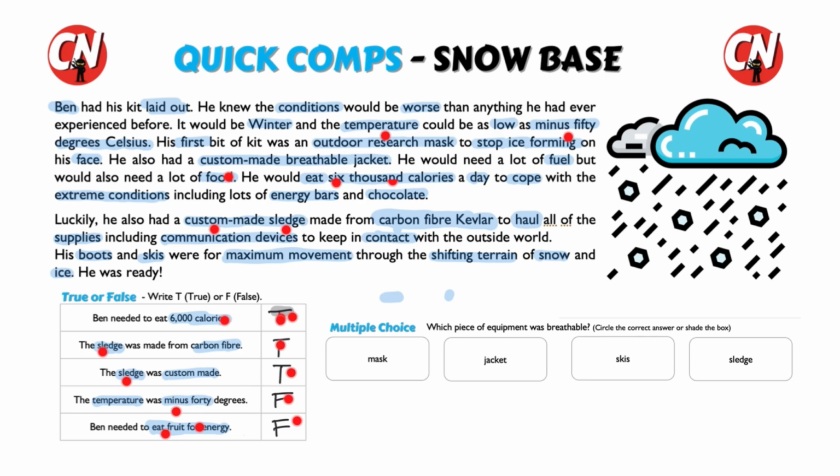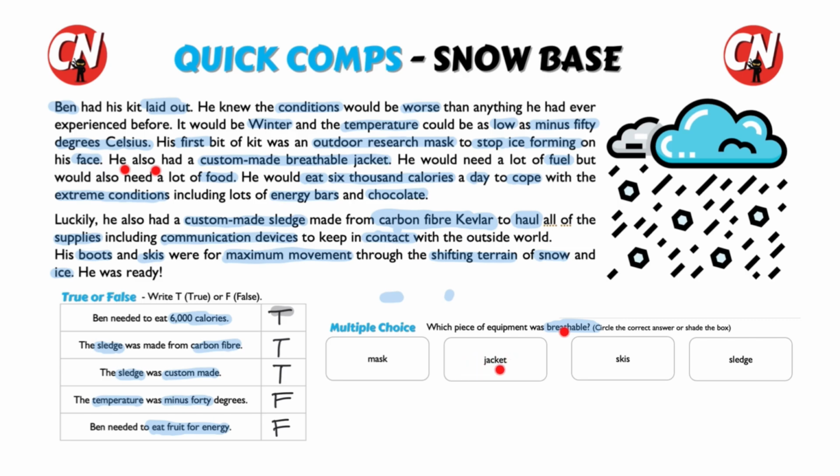All right. So let's have a look at the multiple choice. Which piece of equipment was breathable? Key bit of information, the word breathable, the adjective that's describing it, telling us that air flows through it. Where did it say breathable? There. You also had a custom-made breathable jacket. Mask, jacket, skis, sledge, it's jacket.